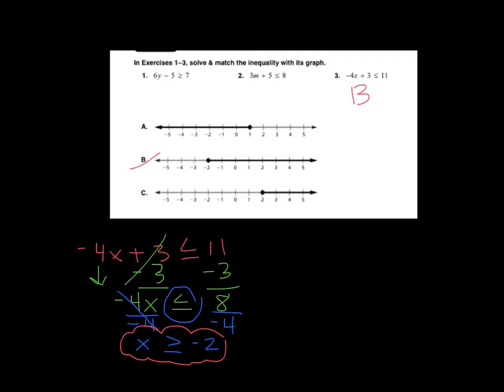You should be able to do number 1 and 2 based on that. The first thing you're going to do is solve them, and then you're going to match the graph.